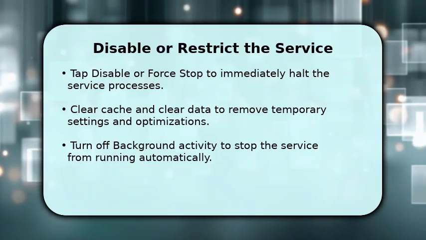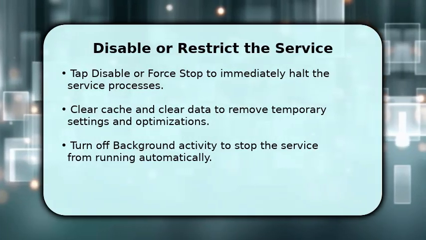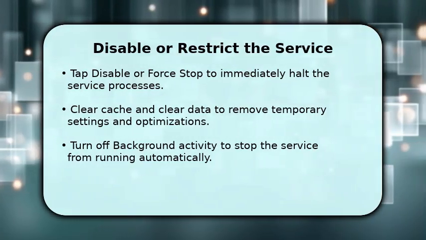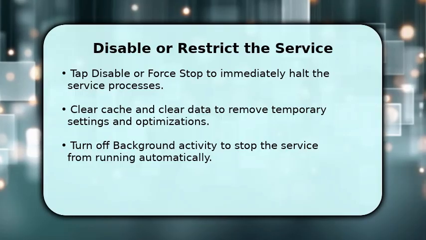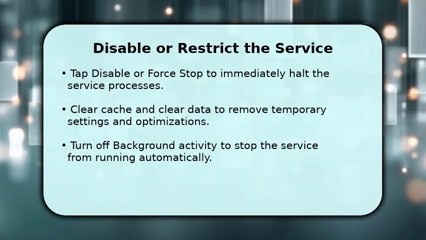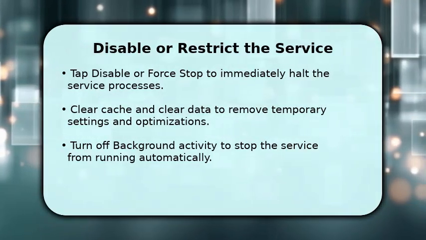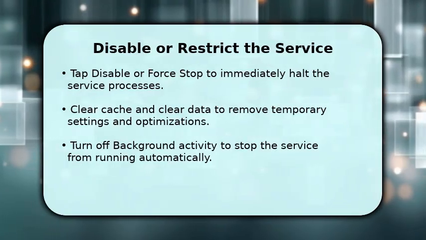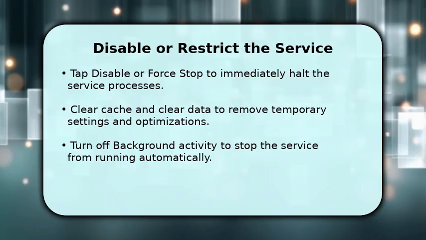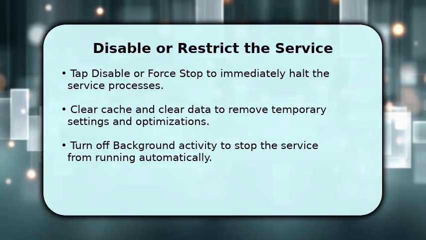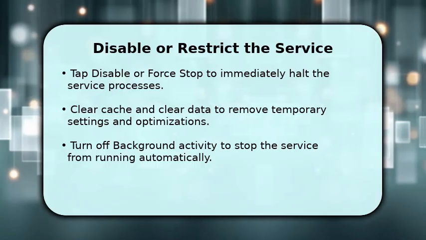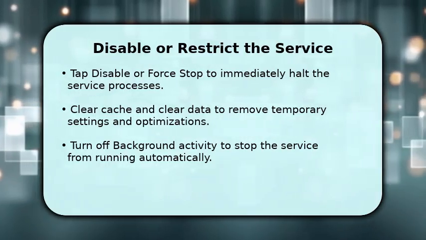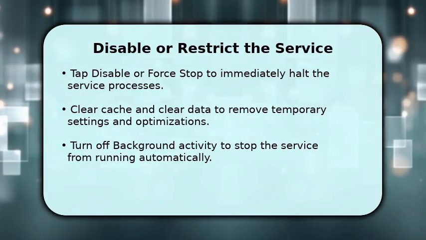Next, choose Clear Cache and then Clear Data to remove temporary settings and any stored optimizations. After clearing, use the battery or background activity controls to turn off background activity for the app and prevent automatic restarts. If a Disable button is grayed out, you will need elevated steps, such as revoking permissions or using an alternative tech method to block the package.